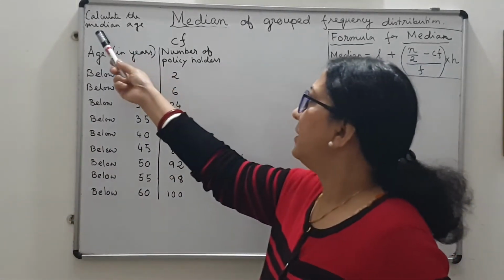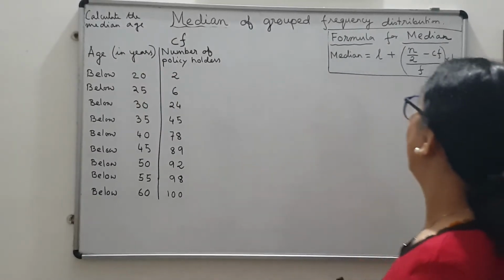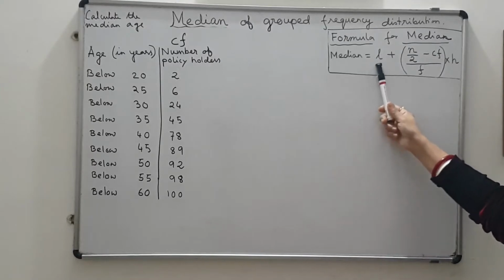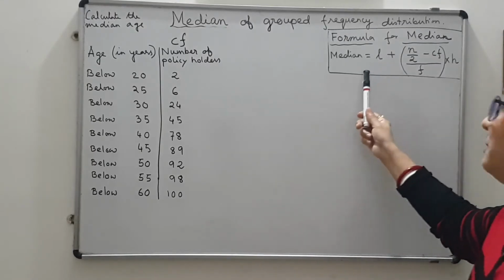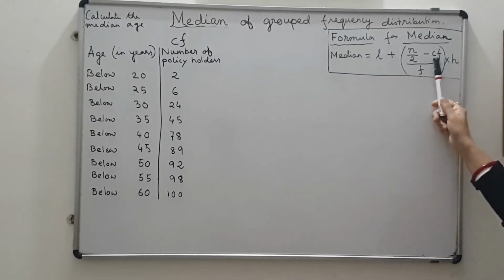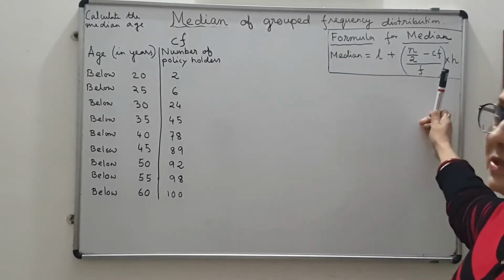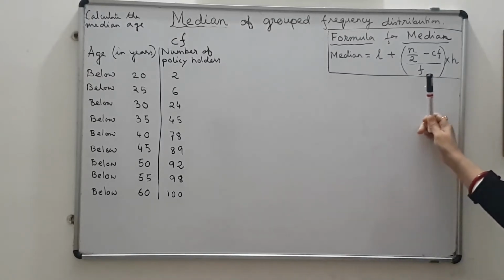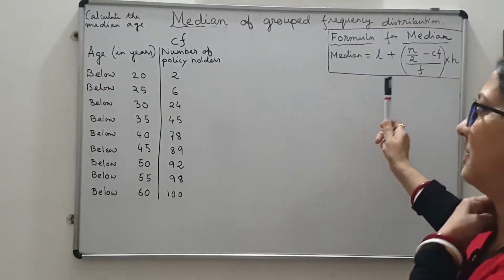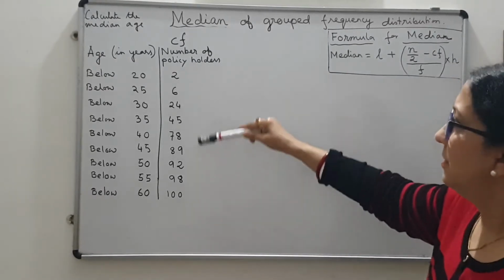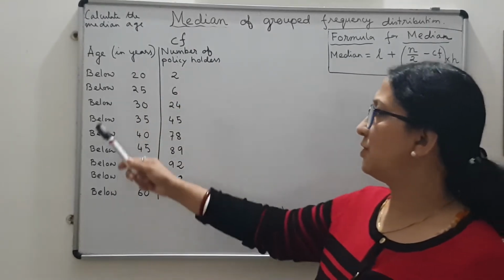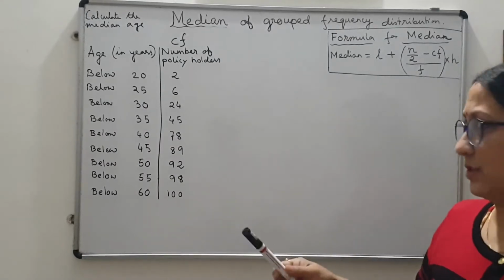So now we have to find the median age of the policy holders. For finding the median, this was the formula where L was the lower limit of the median class, F was the frequency of the median class, and CF was the cumulative frequency of the class preceding the median class. For that, using this formula, we have to know the median class. So first of all, we have to convert this cumulative frequency distribution to a frequency distribution. This will be our first step.